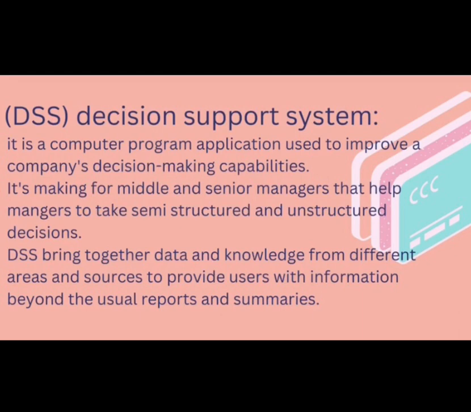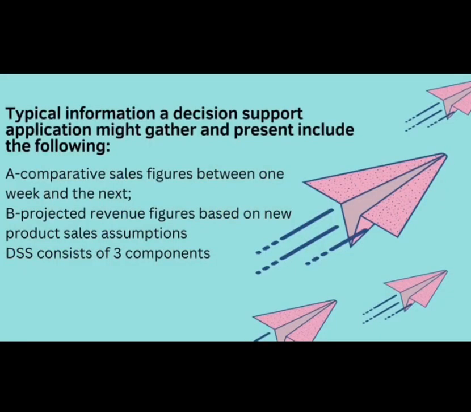DSS brings together data and knowledge from different areas and sources to provide users with information beyond the usual reports and summaries. Typical information a decision support application might gather and present includes the following. Number one, comparative sales figures between one week and the next. Number two, projected revenue figures based on new product sales assumptions.